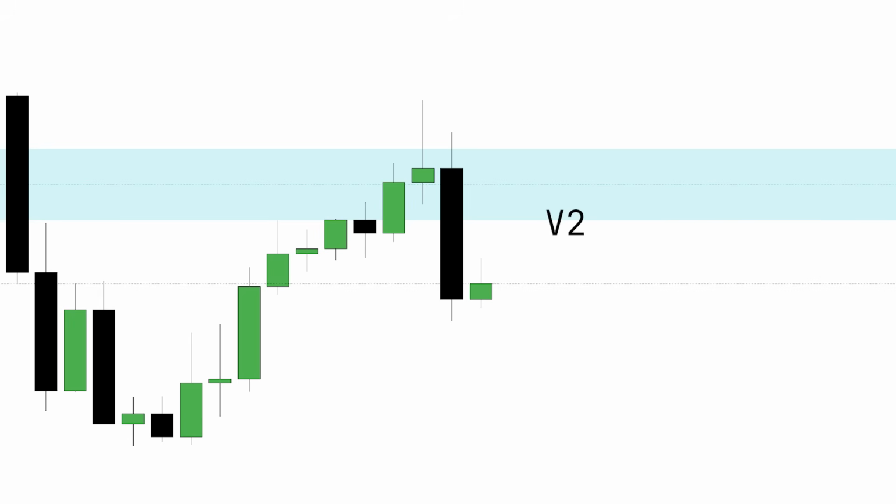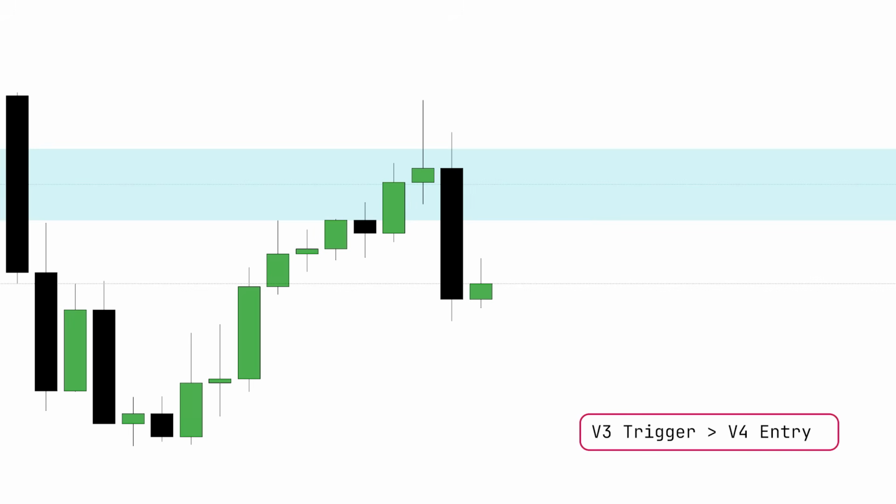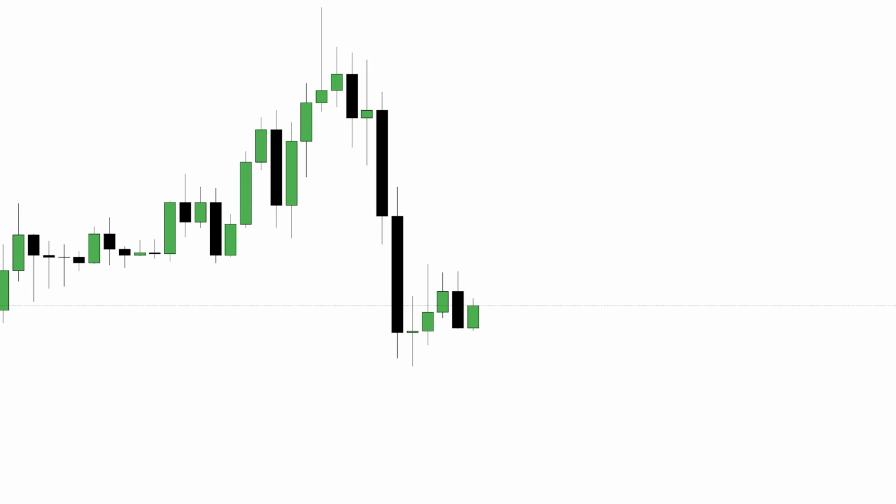Now that all conditions on the HTF are met, we can move on to the LTF, where there are again only 2 variables to complete the entire combination. V3 trigger, greater than V4 entry. We move to the 1-hour chart and see that the closest trigger is a fractal high that forms a 4-hour fair value gap zone.